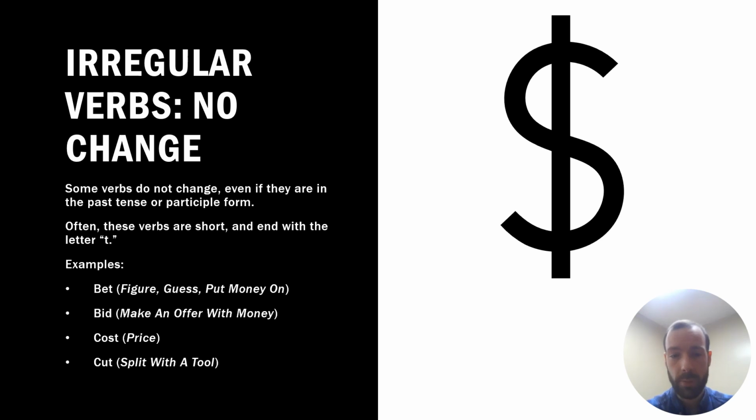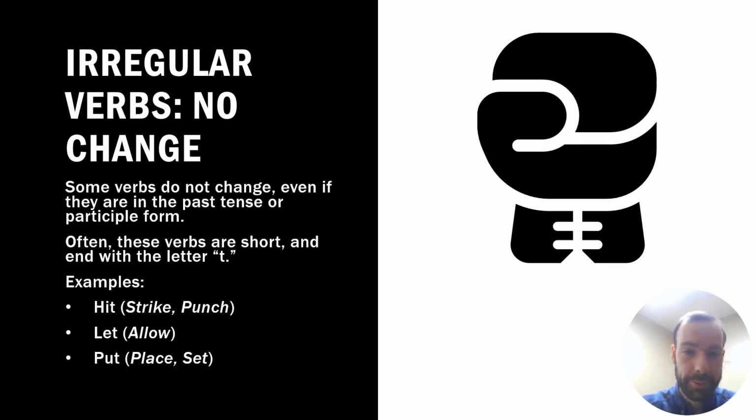Cut, which is to split with a tool, usually a knife or a pair of scissors. When we're talking about cutting things in the past tense, we don't say cutted. We just say cut. The word does not change. She cut the paper in half. Not she cutted. Hit, very common word for striking or punching something. When we're talking about hitting something in the past tense, we don't say hitted, we just say hit. He hit the other boxer very hard. Okay, not hitted, just hit.